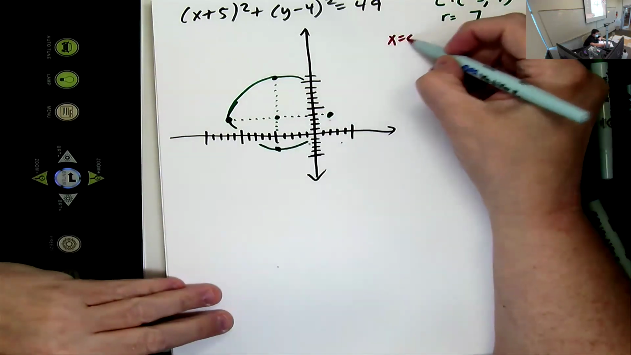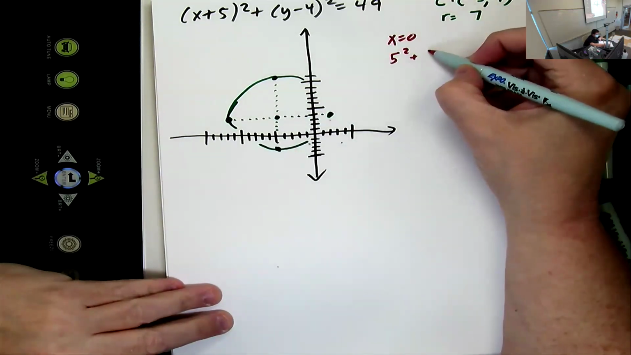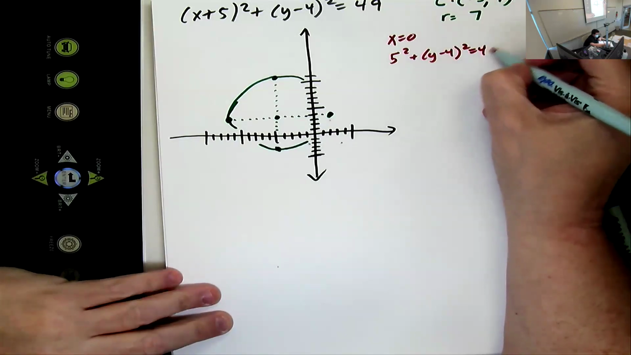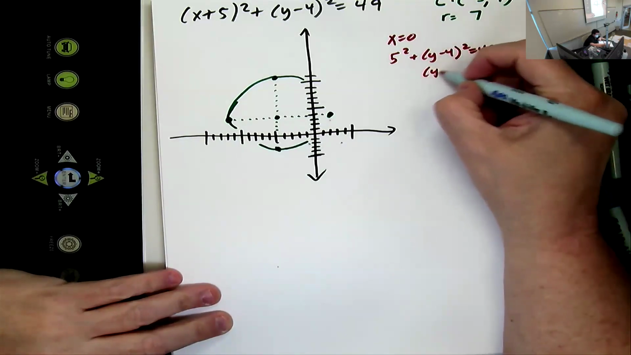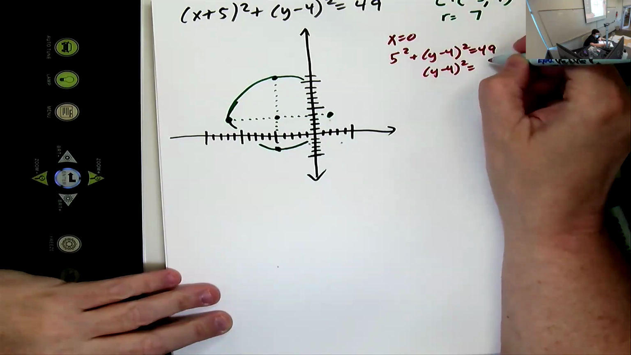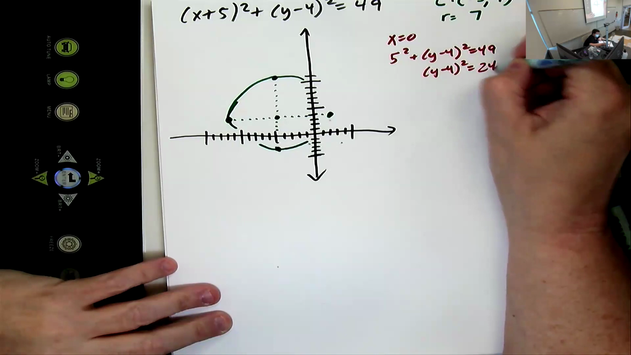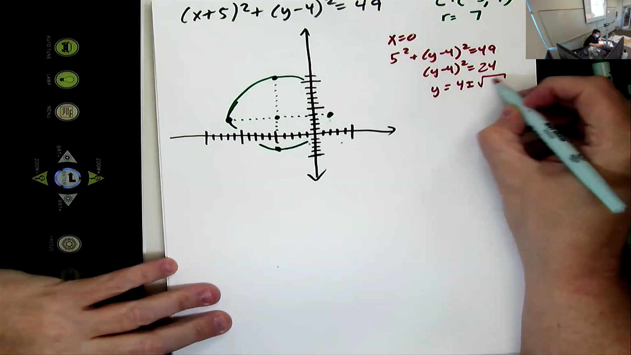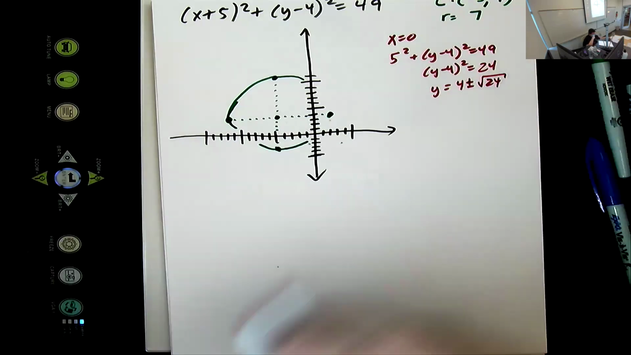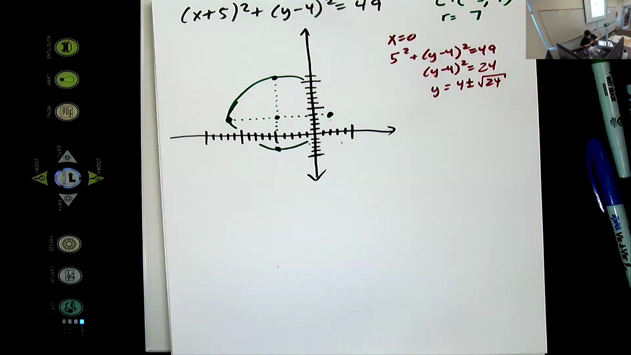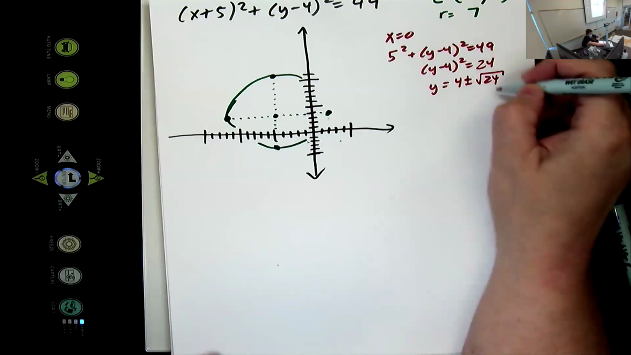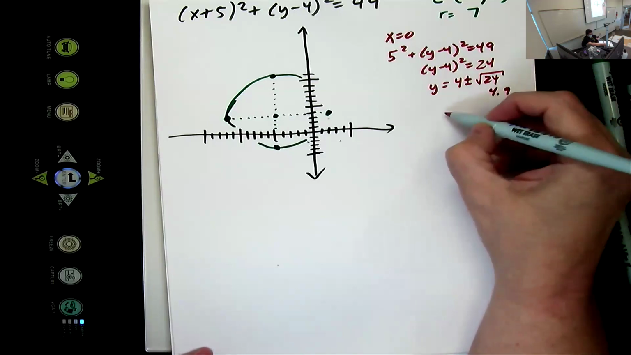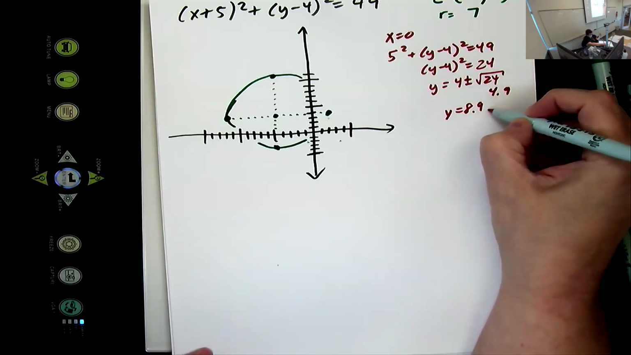So when x equals 0, I've got 5 squared plus (y minus 4) squared is 49. (y minus 4) squared is 49 minus 25, which is 24. So y equals 4 plus or minus the square root of 24. I know that simplifies, but in terms of graphing, I don't know that simplifying is gonna help. Square root of 24 should be close to 5 then. That's 4.9. I should get y equals 8.9 or 0.9.